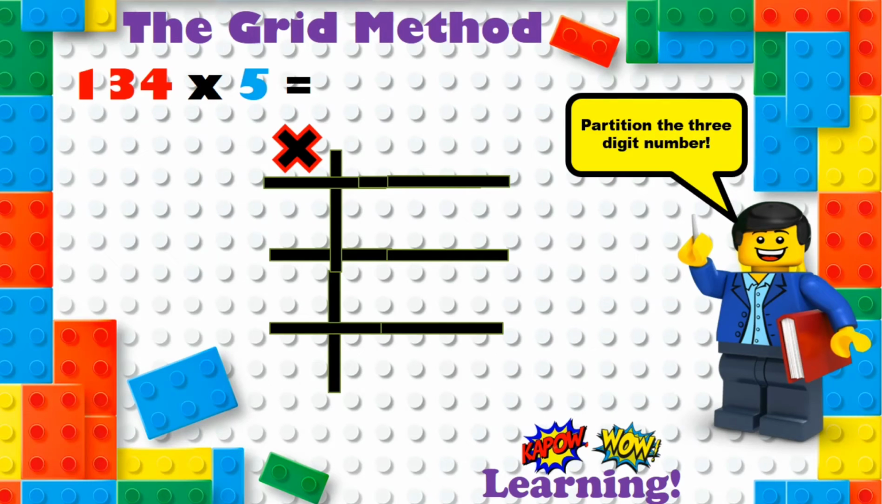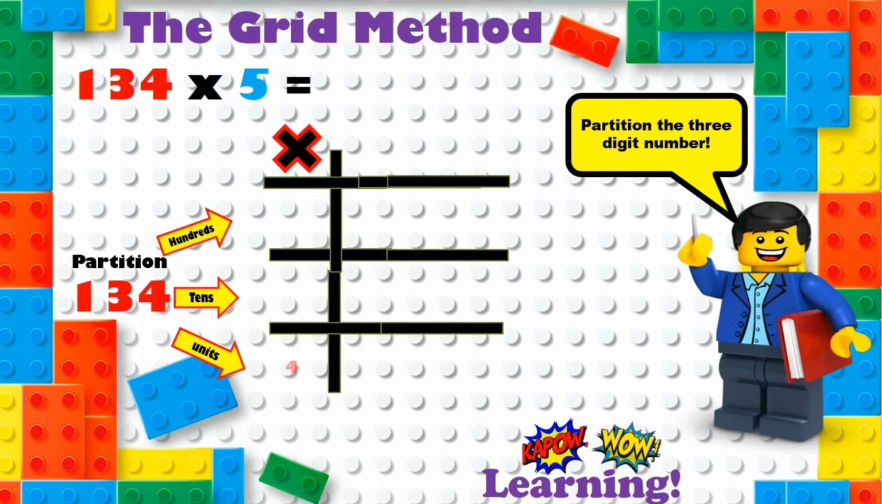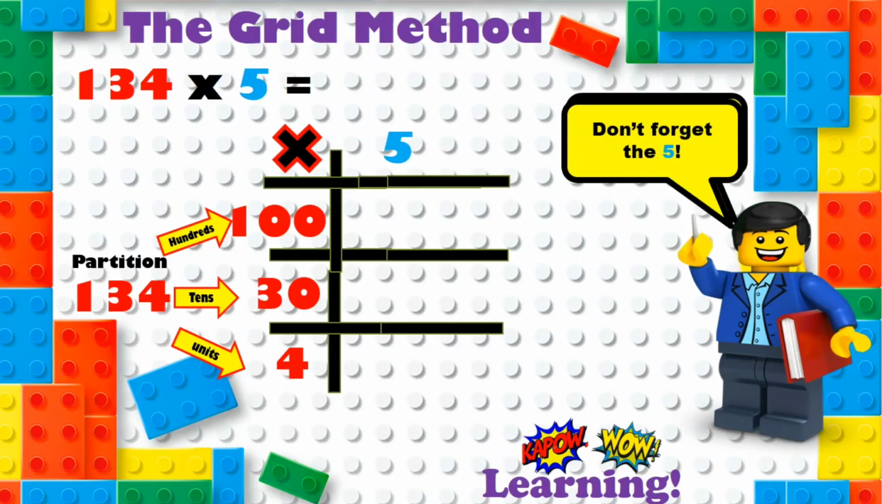So 134 multiplied by 5. We need to partition the 3-digit number. So 134 partitioned, we need to split it up into units, tens and hundreds. So the units is 4, the tens is 30, and the hundreds is 100. Don't forget the 5, because we're multiplying 134 by 5.